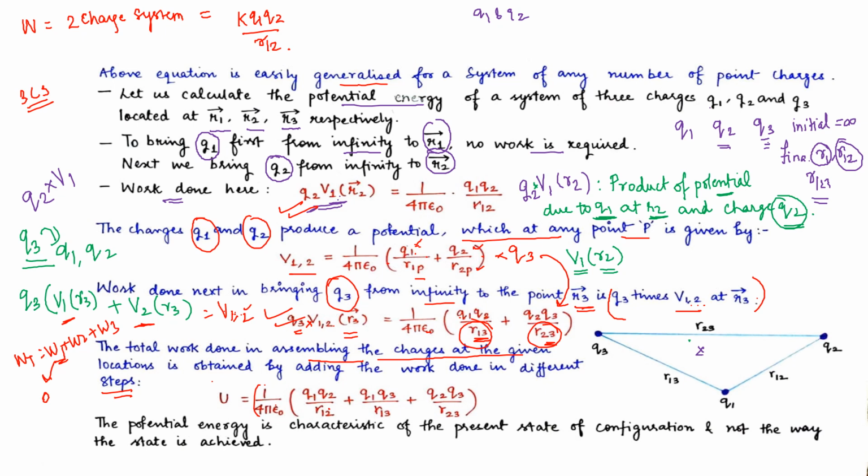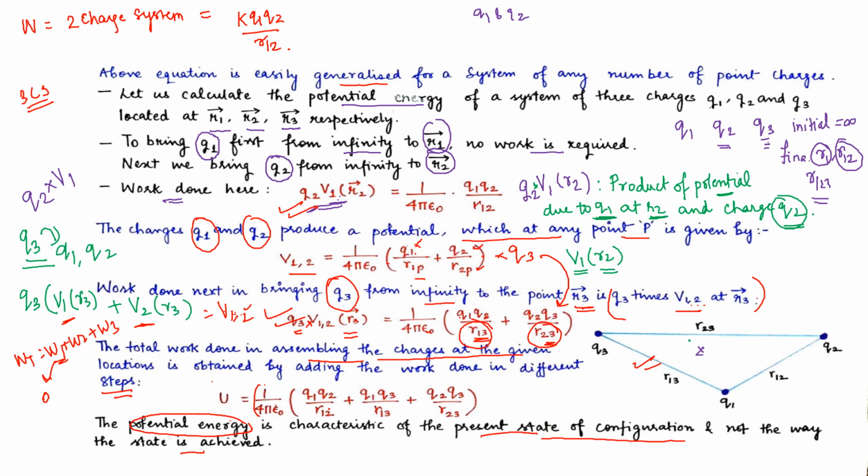The potential energy is characteristic of the present state of configuration and not the way the state is achieved. This statement clearly says that if we are bringing charge Q3 in the system before charge Q1 and Q2, still we will get the same answer. In case we are bringing charge Q2 before Q1 and Q3, still the answer will be same. And if we are bringing any other 3 charges from infinity to this particular point, the formula given for the potential energy, the amount of work done, the amount of potential energy for the system will remain same. It will not change because our potential energy depends upon the configuration at present.